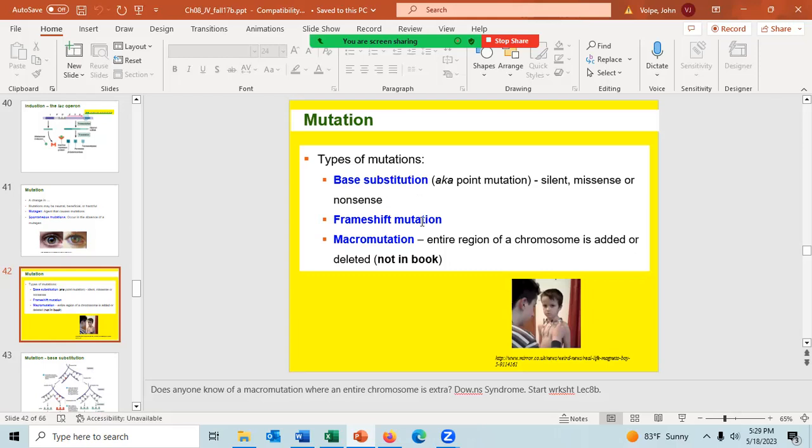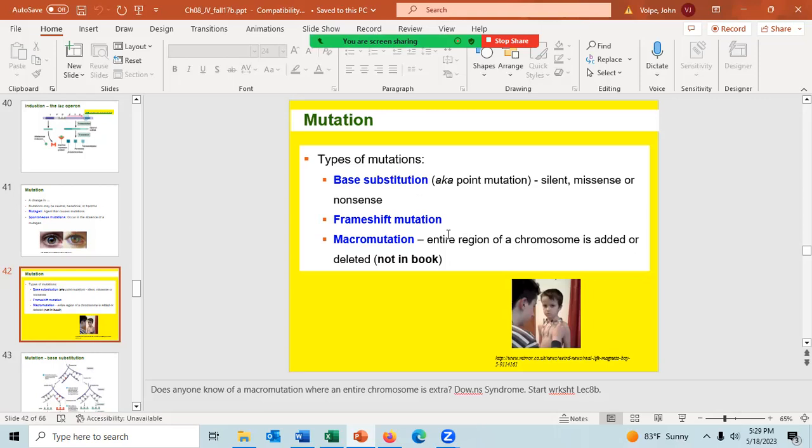A frame shift mutation is where one or more bases are added or subtracted. And this causes a reading change in the nucleotides. And we'll talk a little bit more about that in the next couple of slides. I'll show you an example.